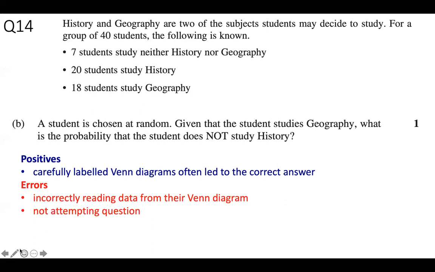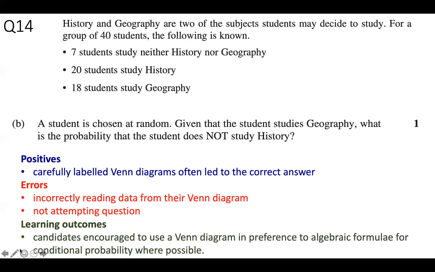And there were students who didn't attempt the question because they didn't understand it or they didn't have information on their Venn diagram or equivalent to allow them to do that. Now, for a question like this, definitely the Venn diagram would be the preference. It was the one that allowed students to have the best chance of accessing their marks in the papers that I saw.